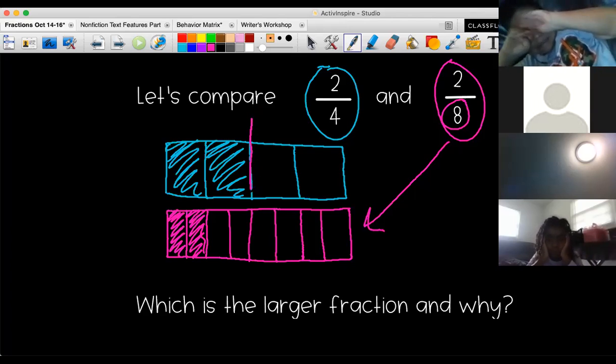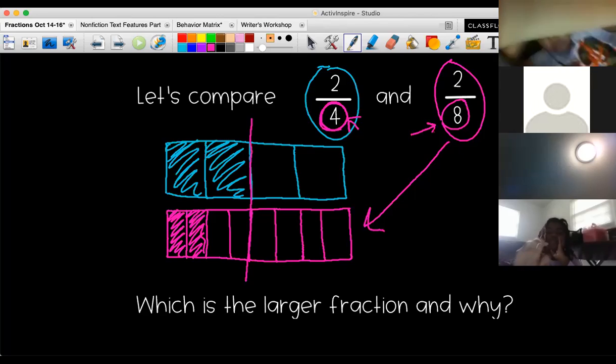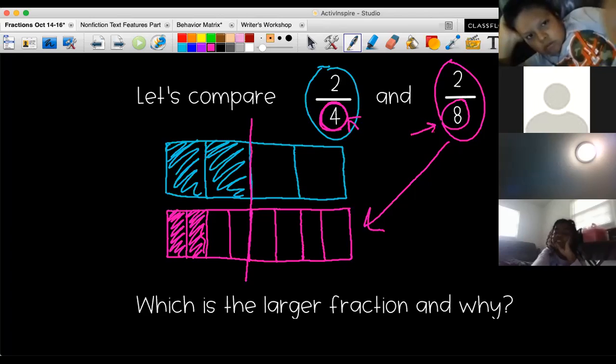So even though we are shading in the same number of squares, so we shaded in 2 at the top and 2 on the bottom, the squares on the top are wider because my denominator is what? Ania. What's the difference between this denominator and this one? That 4 is like a lower number than 8. Yep, 4 is a lower number than 8. So I'm dividing my, say, candy bar into less pieces. I'm sharing it with less people, so my pieces are bigger.